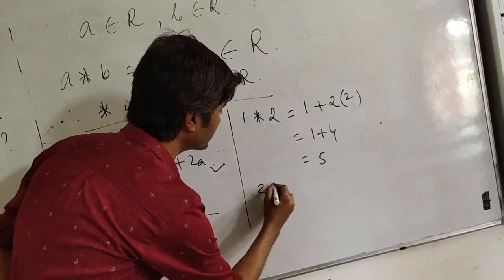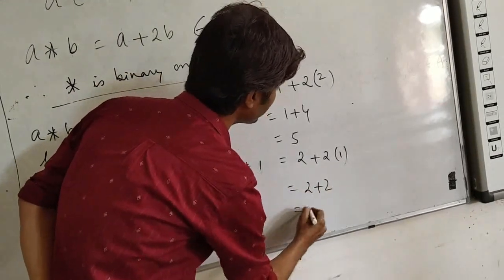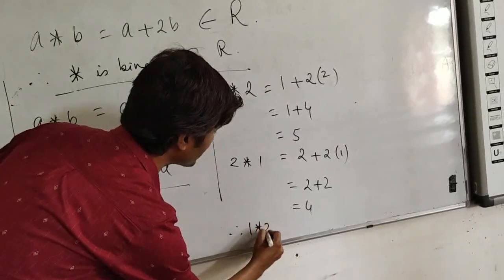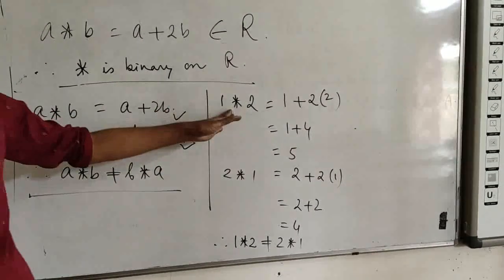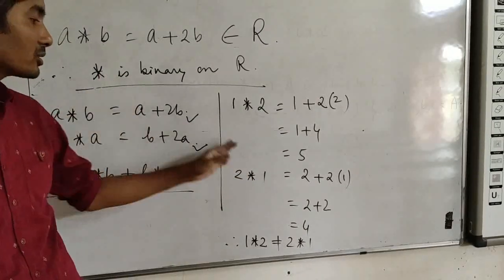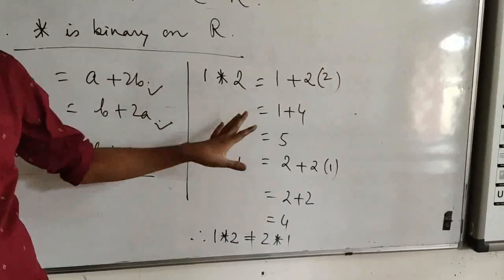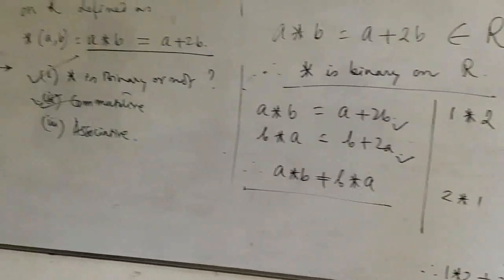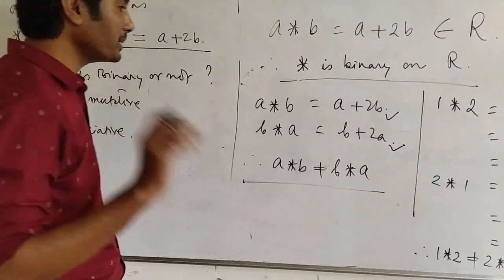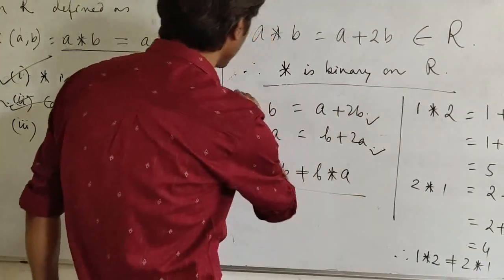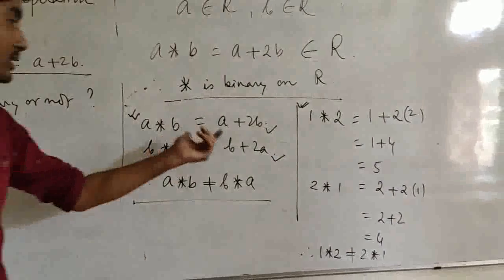Then you find out 2 star 1. It should be 2 plus 2 into 1, that is 2 plus 2, which is 4. And we have seen that 1 star 2 is not equal to 2 star 1. Thus, that is not commutative. When we verify that an operation is not commutative by taking certain examples, these are known as counter examples. So the second part is done. Star is binary, but it is not commutative. And keep in mind that you may approach either in this way or in that way. It is not necessary to write down both methods. You choose any one.